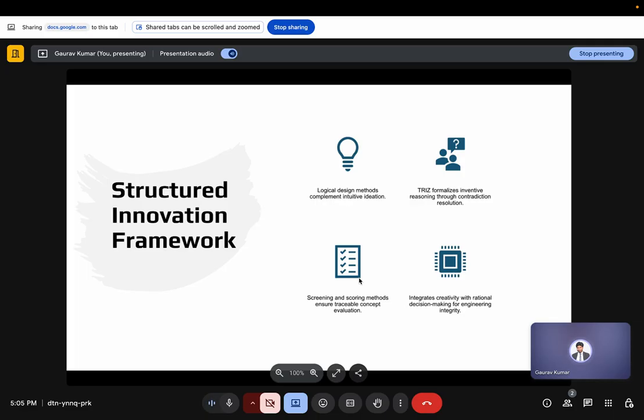Structured innovation framework. Logical design methods serve as the backbone that complements intuitive ideation in engineering design. While creativity drives idea generation, logic ensures that these ideas are examined systematically and developed within a rational structure. So the design process thereby becomes both imaginative and defensible, transforming unstructured innovation into a repeatable methodology that can be taught.